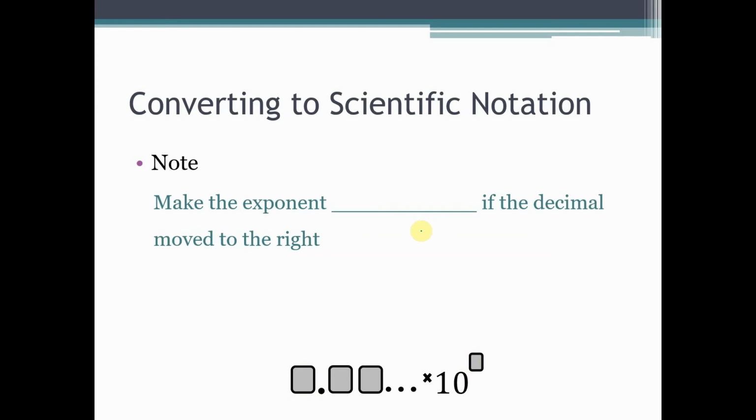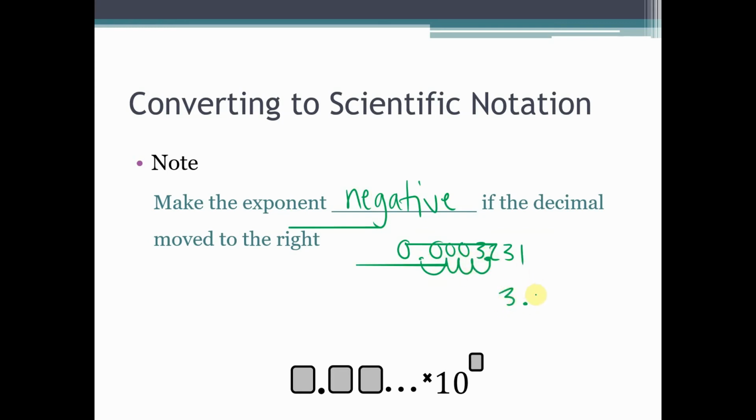Just a quick note. I think it says it's a step in your notes. It's just something to pay attention to. You want to make the exponent negative if the decimal moved to the right. So if you had a number like 0.0003231, then we're moving our decimal point to the right here. That becomes 3.231 times 10. Because we moved our decimal point to the right, that's going to be a negative exponent, a negative 4.